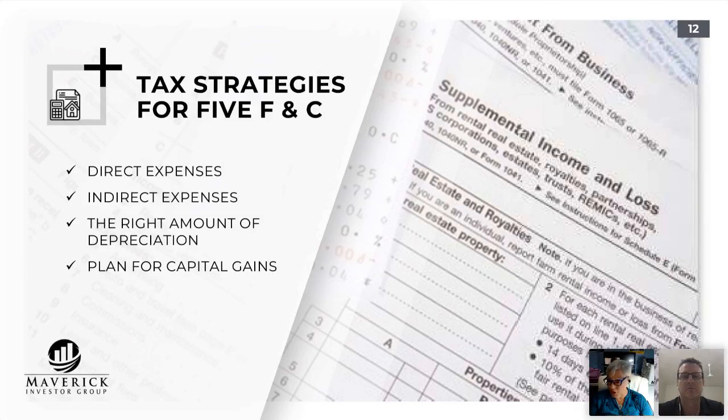Again, direct expenses, always take that deduction, deduct it all, even if it's a loss you can't currently take. Indirect, the same way, because it's use it or lose it. Depreciation and capital gains, plan for those, because you might have a few more tricks on that than you realize.